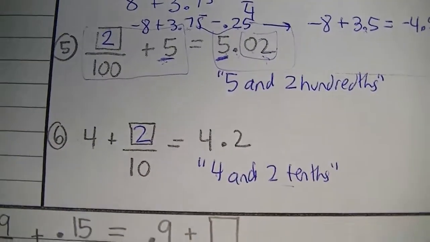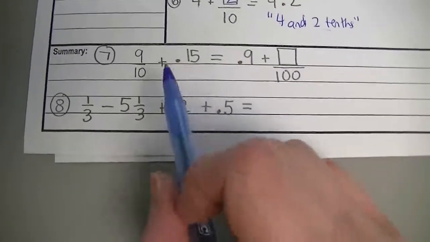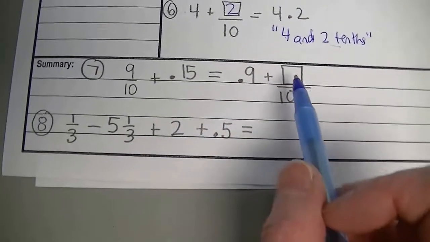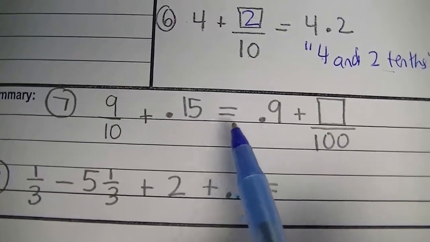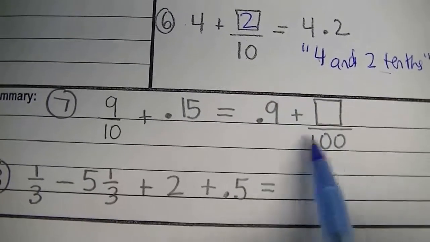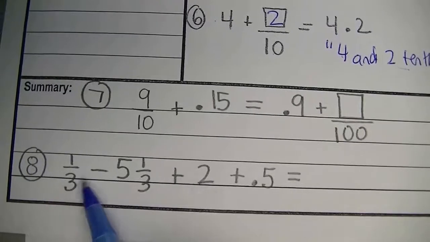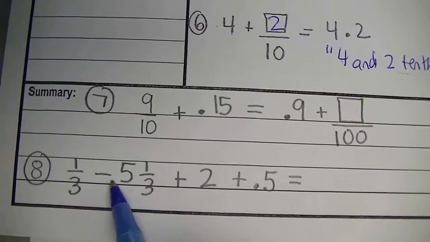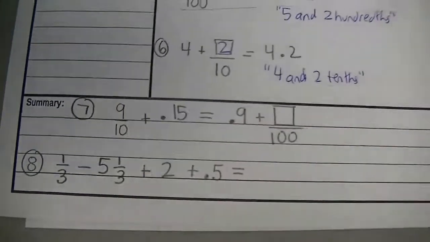Okay? For your summary, I want you to answer these two problems, number 7 and number 8. Please rewrite them and then figure out what goes here. This plus this, I'm not going to say it out loud because I want you to practice that, is equal to this plus this. So what the heck is that? Then this right here, I want you just to solve it. 1/3 minus 5 and 1/3 plus 2 plus 5/10 equals what? Okay.